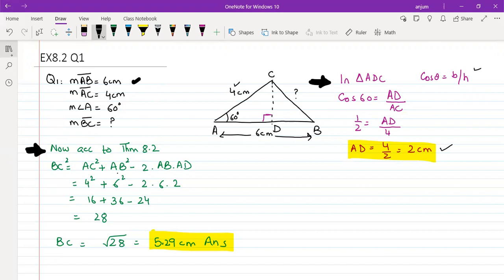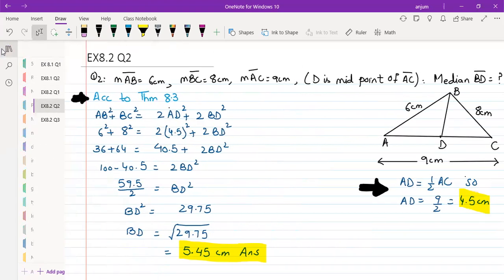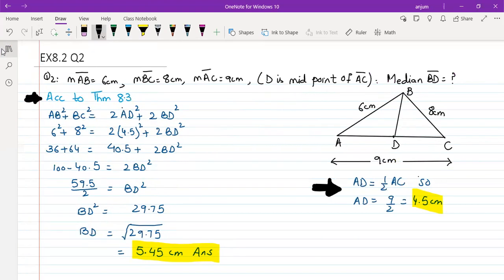Now we come to the next question, which is question number 2. Its data is here. According to this data, we have drawn its diagram. This length AB is 6 centimeter, this length BC is 8 centimeter, and this whole length AC is 9 centimeter. It is given that D is the midpoint of AC. So we have taken a D over here, and it means that AD will be equal to 9 by 2, which is 4.5 centimeters. So we will be using this value afterwards.